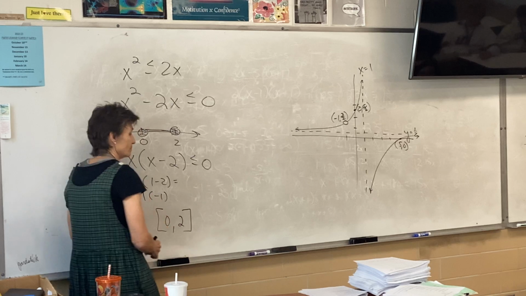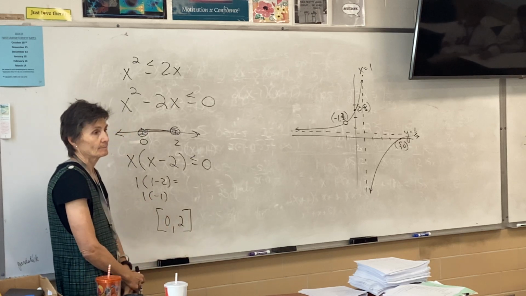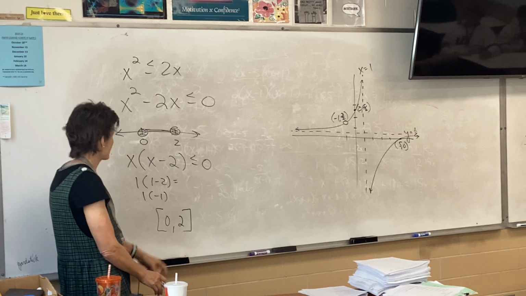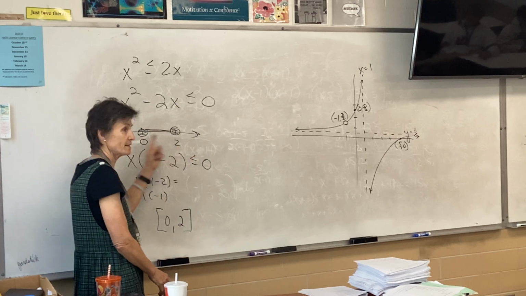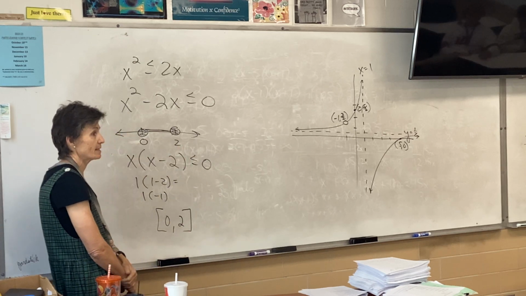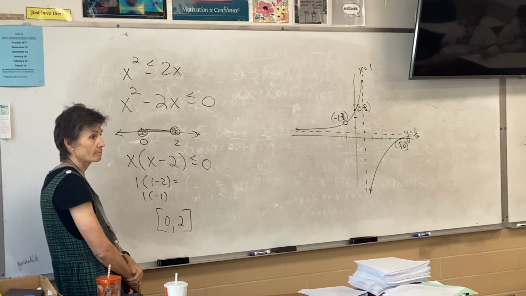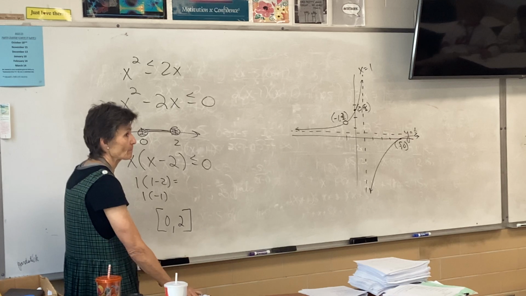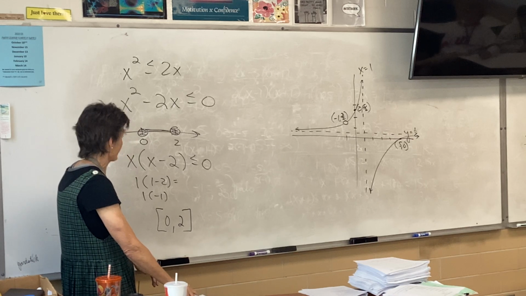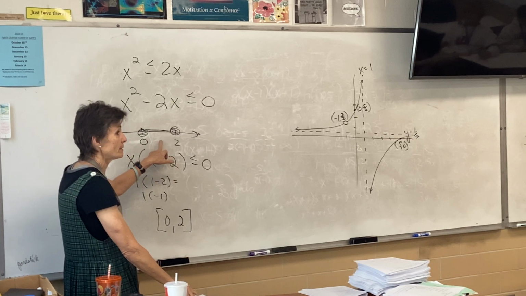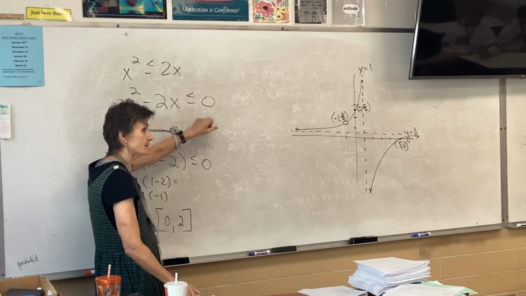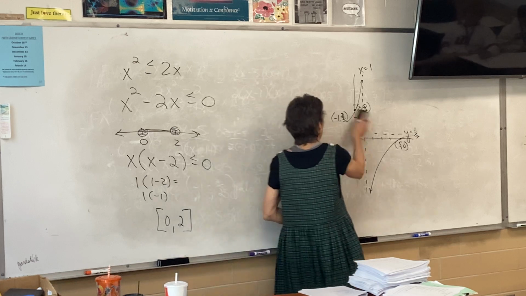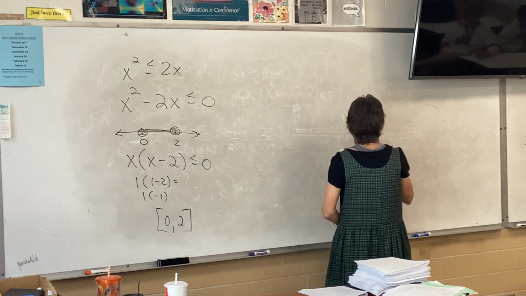0 to 2. Remember, we're shading every other section, so if we shade the middle, we're not shading the outsides, so we're done, that's it. Easy peasy. Because we tried 1, and 1 made it less than 0, you shade it when it works. When it gives you what you wanted, less than 0, you shade it.